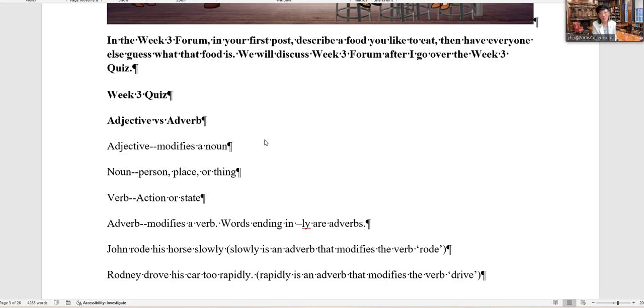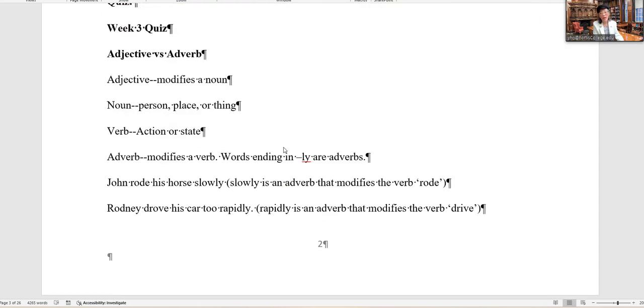The week 3 quiz is more about parts of speech. Last week we went over nouns, common noun, proper noun, and plural noun, and we also went over subjects and verbs. This week we're going to go over adjectives, adverbs, and nouns. So an adjective modifies a noun. A noun is a person, place, or thing. A verb is an action or a state. An adverb modifies a verb. Words ending in ly are adverbs.